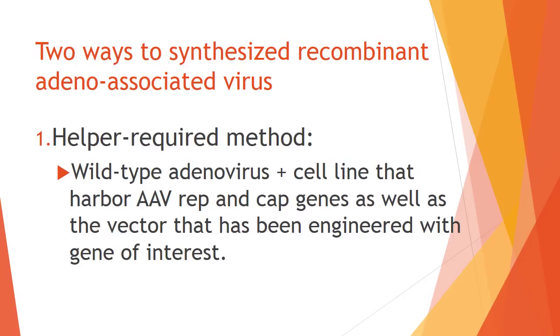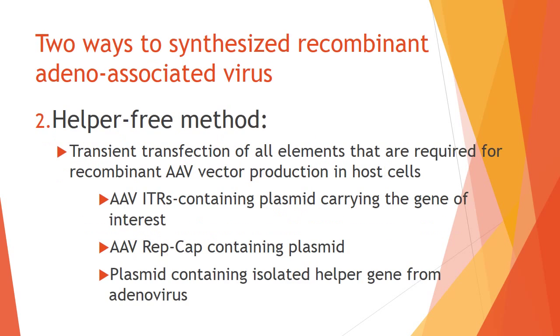Apart from that, in order to use adeno-associated virus as a vector in gene therapy, recombinant adeno-associated virus must be produced. There are two ways that can be used to synthesize recombinant adeno-associated virus. The first method is the helper-required method, which is the regular life cycle of adeno-associated virus that I had explained just now. Another method to produce recombinant adeno-associated virus is transient transfection of all elements that are required for recombinant adeno-associated virus production in host cells.